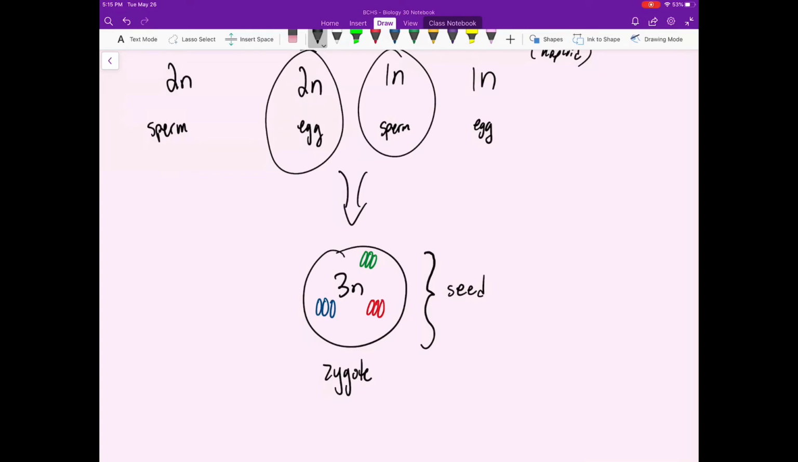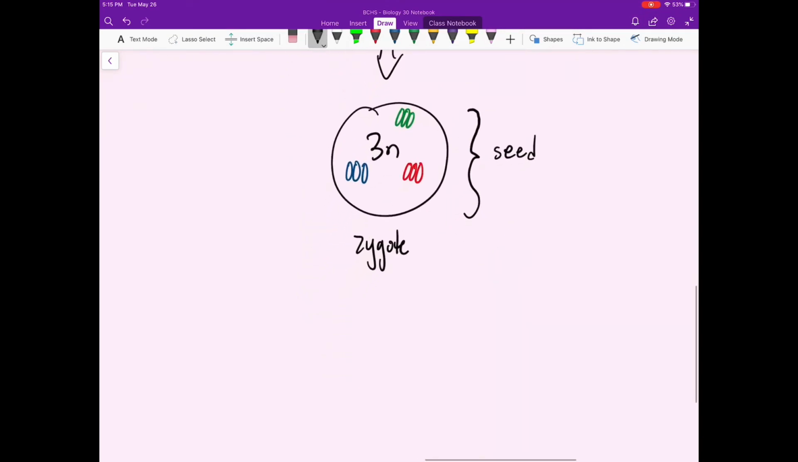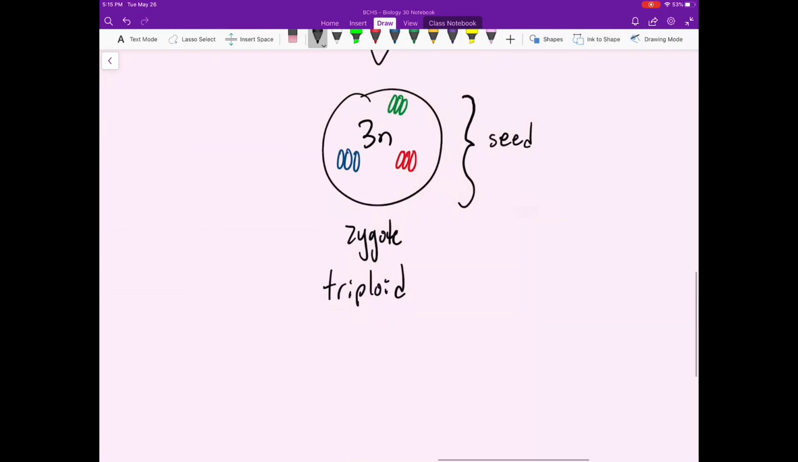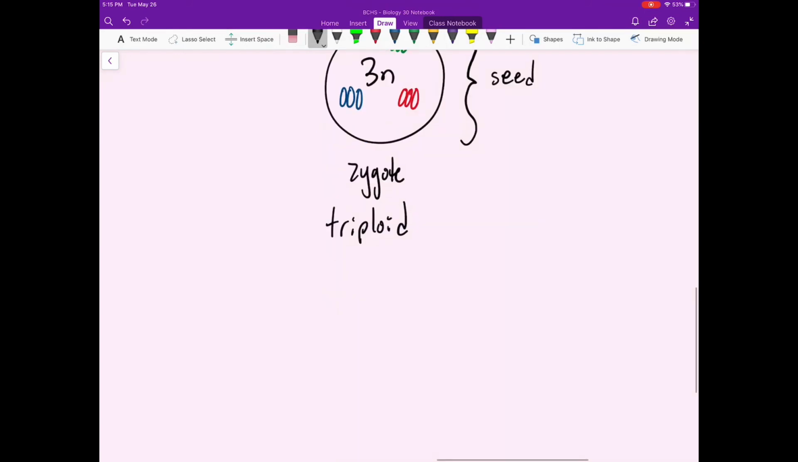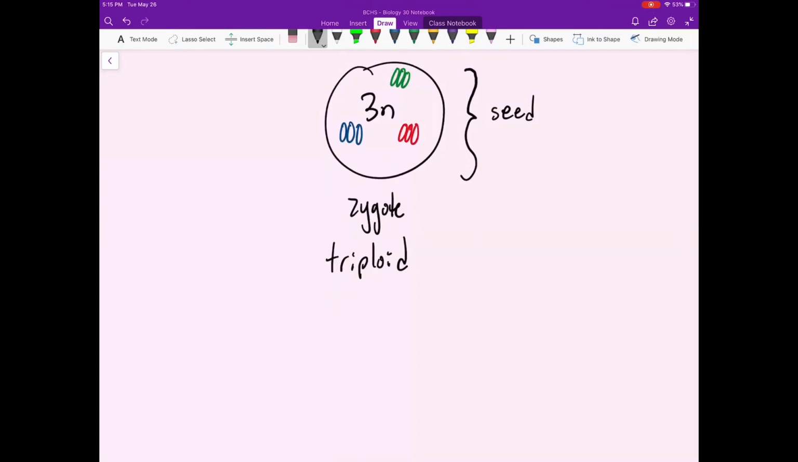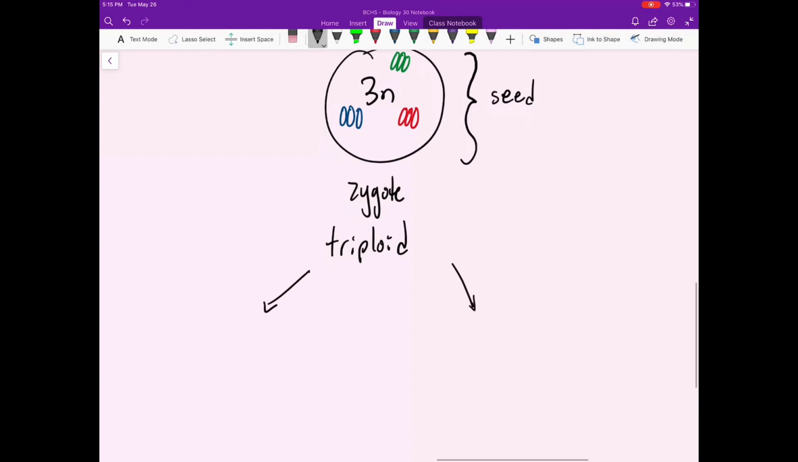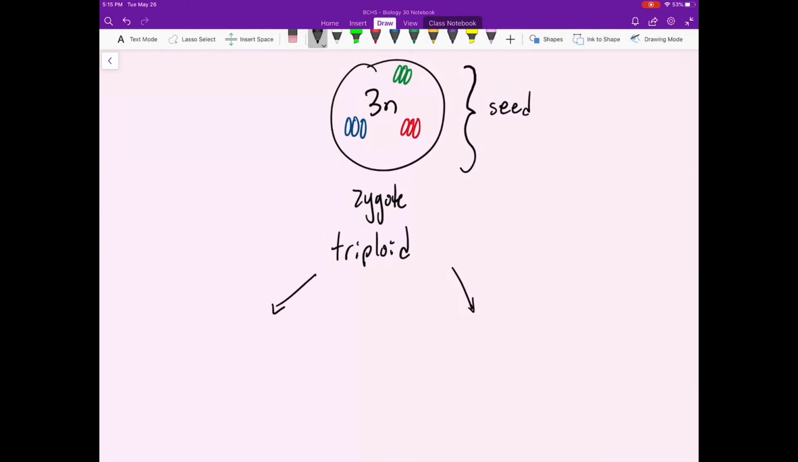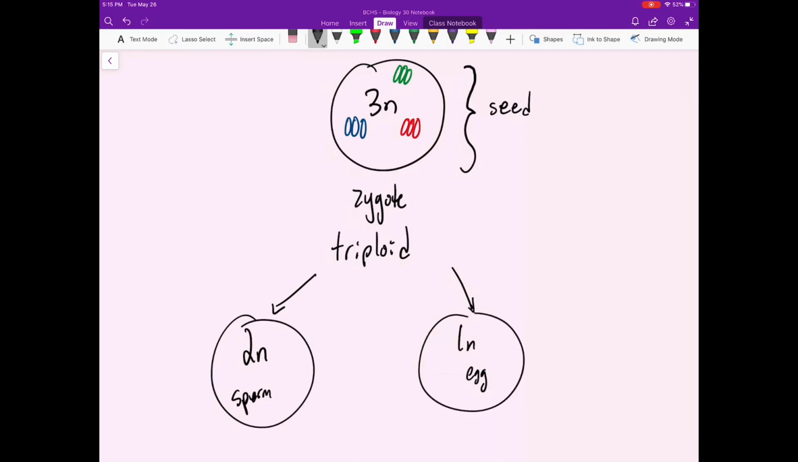And that makes it a little bit tricky because if you were to take a 3n or triploid plant, and you were to make a sperm and egg from it, you can't, because that is an odd number of chromosomes. So you can't end up with 2n in your sperm and 1n in your egg. Mitosis will fail. And so you would actually never get any seeds being created. And that's why all the bananas that you eat, you're not eating seeds.